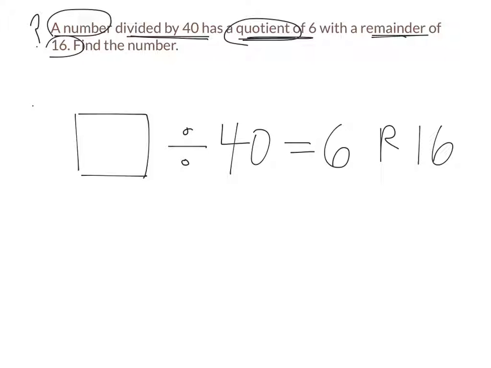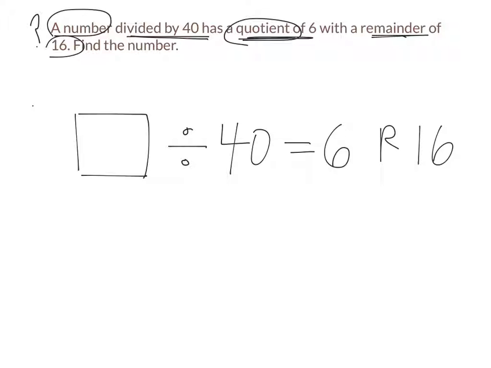So do we know the whole? No. That's what we're trying to figure out. Do we know the divisor? What's the divisor? 40. We know that because it says a number has been divided by 40. So once we write it out like this, do you see how we know the divisor? Do we know the quotient? Yeah. What's the answer? 6. That's the quotient. Is the remainder part of the quotient? No, right? The quotient is the part that's actually divided. And then what's left over? The remainder, right? What's our remainder?